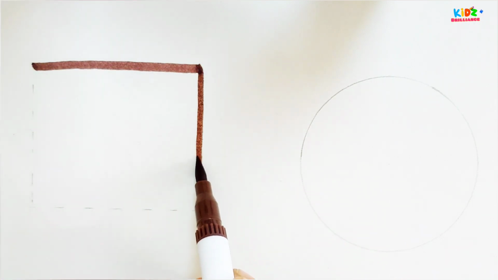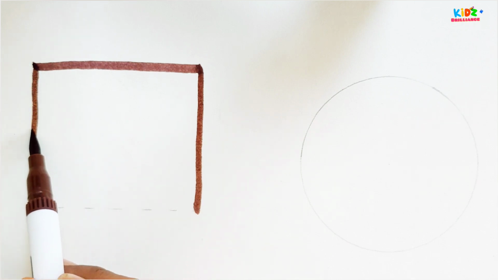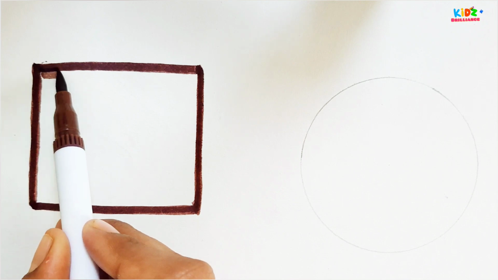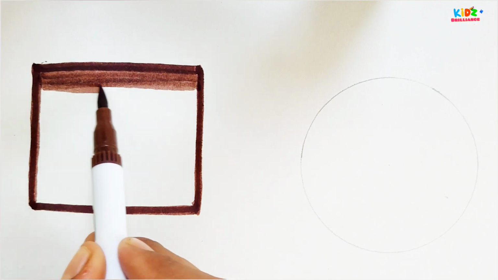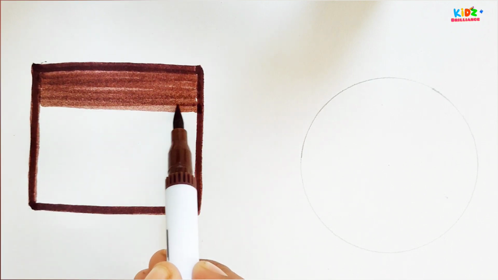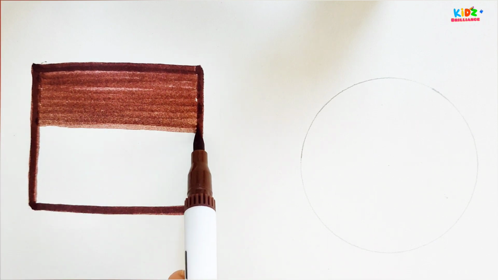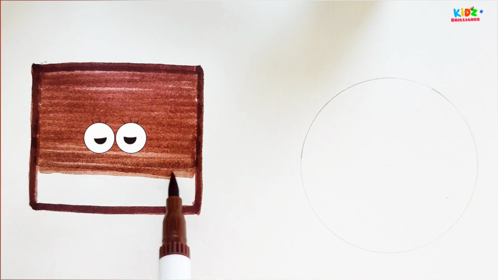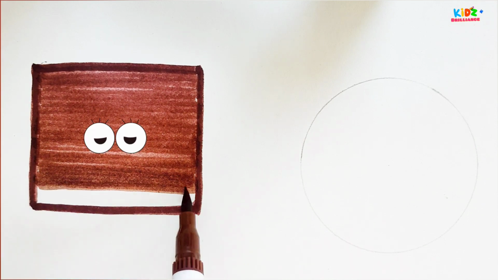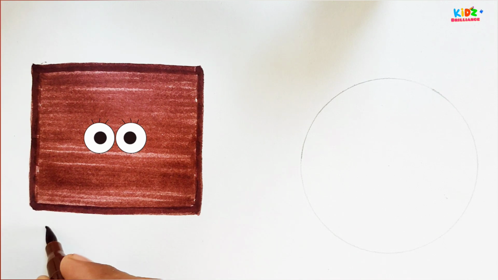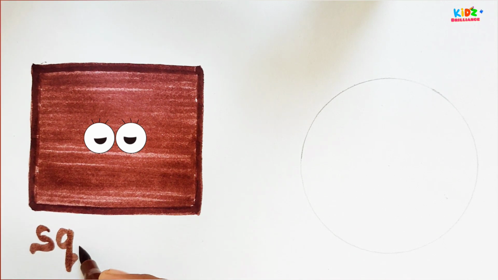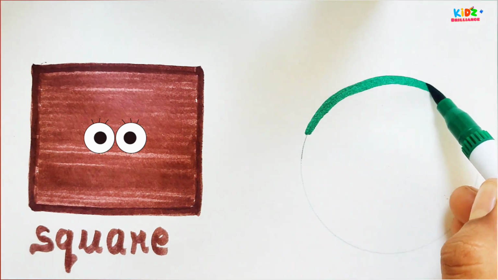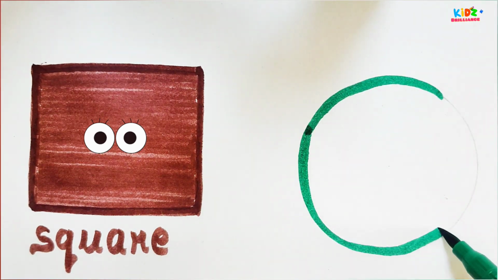Our first shape is square. So let's fill the color in square. So we have learned the shape square which has 4 sides. The spelling of square is S-Q-U-A-R-E, square.